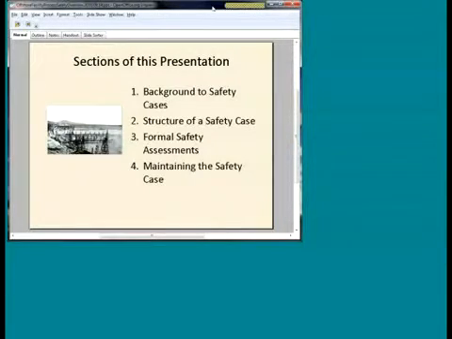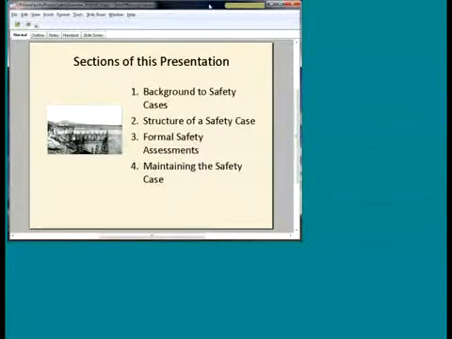I've divided this presentation basically into 4 areas. There's a lot of ground to cover. Inevitably, I'm going to be moving quickly through some of it. First area is the background to safety cases. How do we get here? The second is the structure of a typical safety case. And the word typical is important.